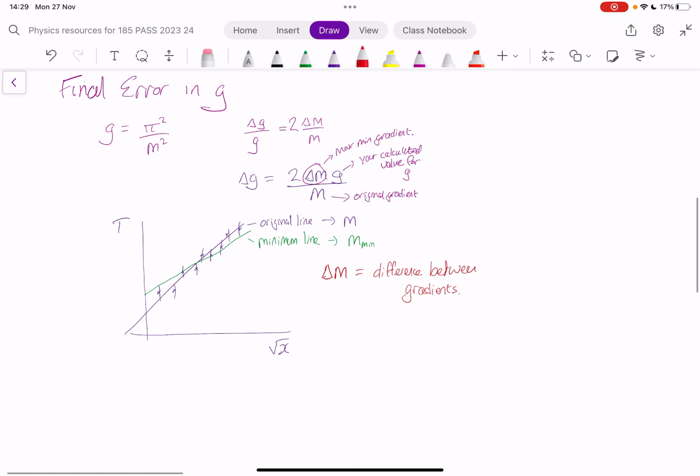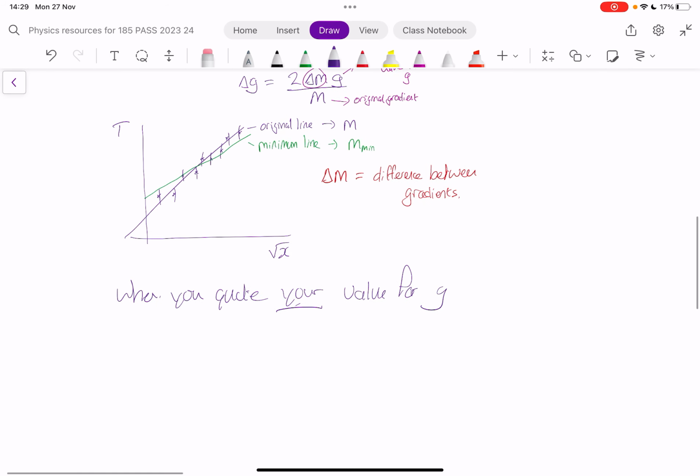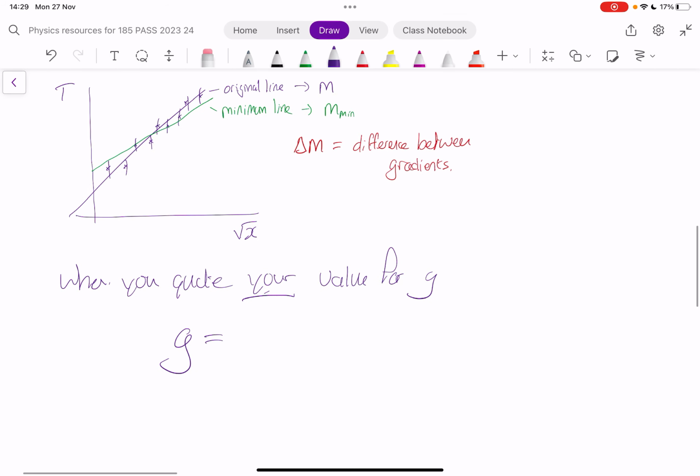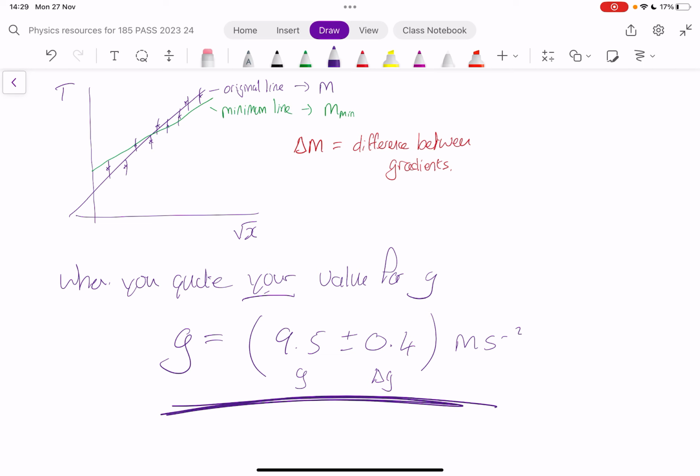Now remember, when you quote your final answer, you have to give it in the right format. So G equals, for example, let's say you got 9.5. And let's say for delta G, you got 0.4. You could write it like that. So this is your value for G, and this is your value for delta G. Whenever you quote G, every time you quote G in your results, in your abstract, in your discussion, even in your conclusion, that's what it should look like.